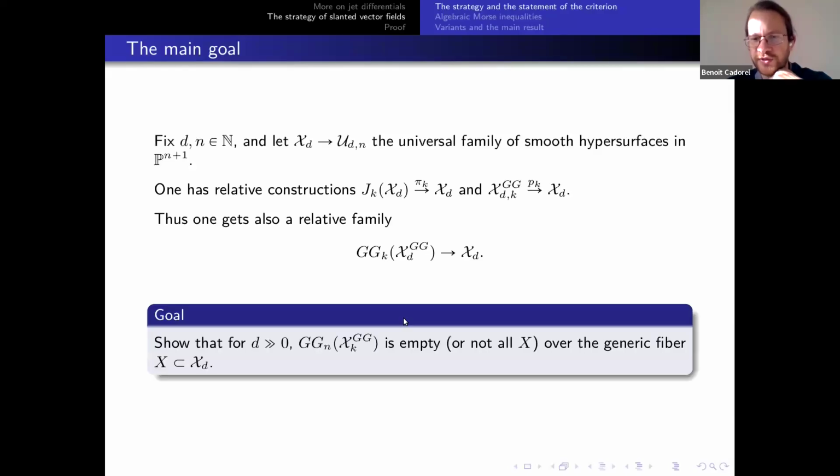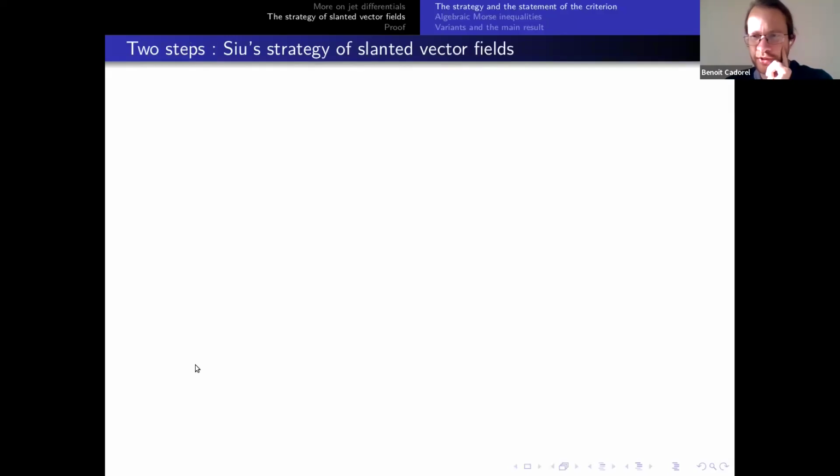So for generic hypersurfaces, you want to say that this locus, with the K replaced with D, actually is empty, or at least not the whole fiber. And so, as I said, a way of doing that was presented in around 2010 by Hsu. So it was the strategy of slanted vector fields.